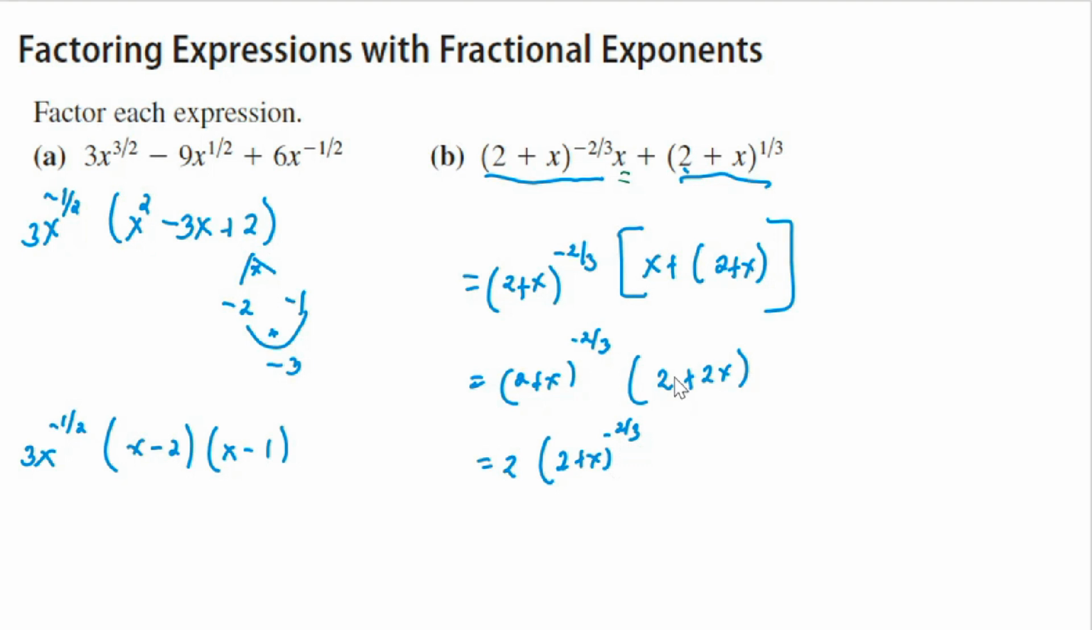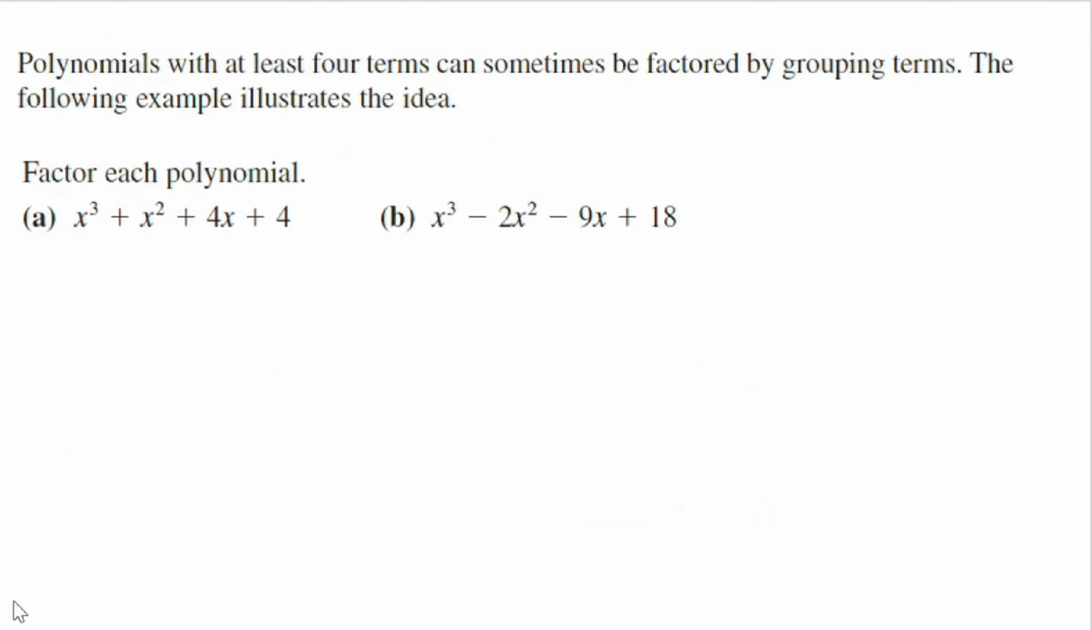Take note, this 2 is a common factor from 2 plus 2x. And then we divide 2 plus 2x by 2. We can write now 1 plus x, or you can do the reverse way, x plus 1. So therefore, the final answer is 2 times the quantity (2 plus x) to the power of negative 2/3, times (1 plus x). And this is now my last slide for this topic.